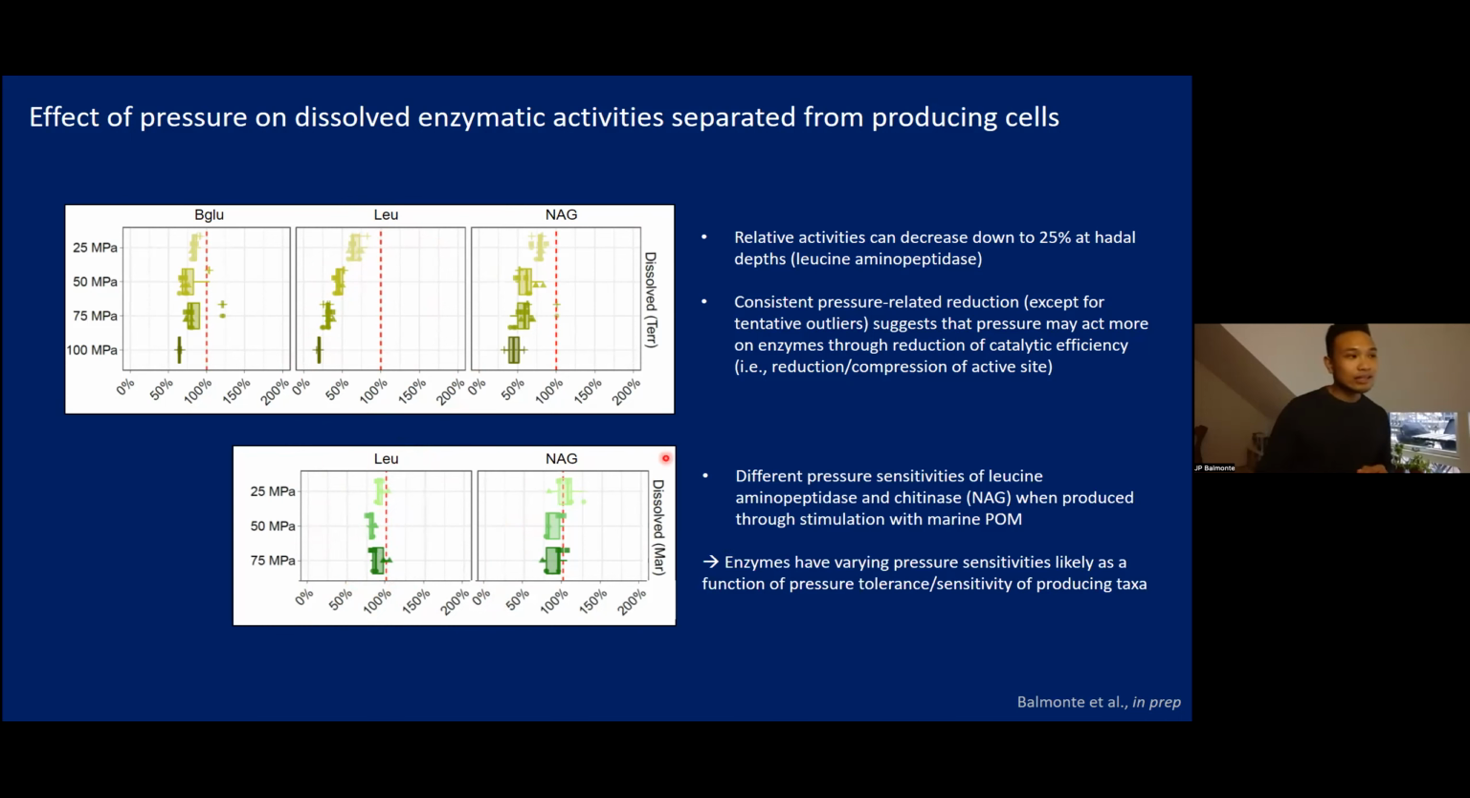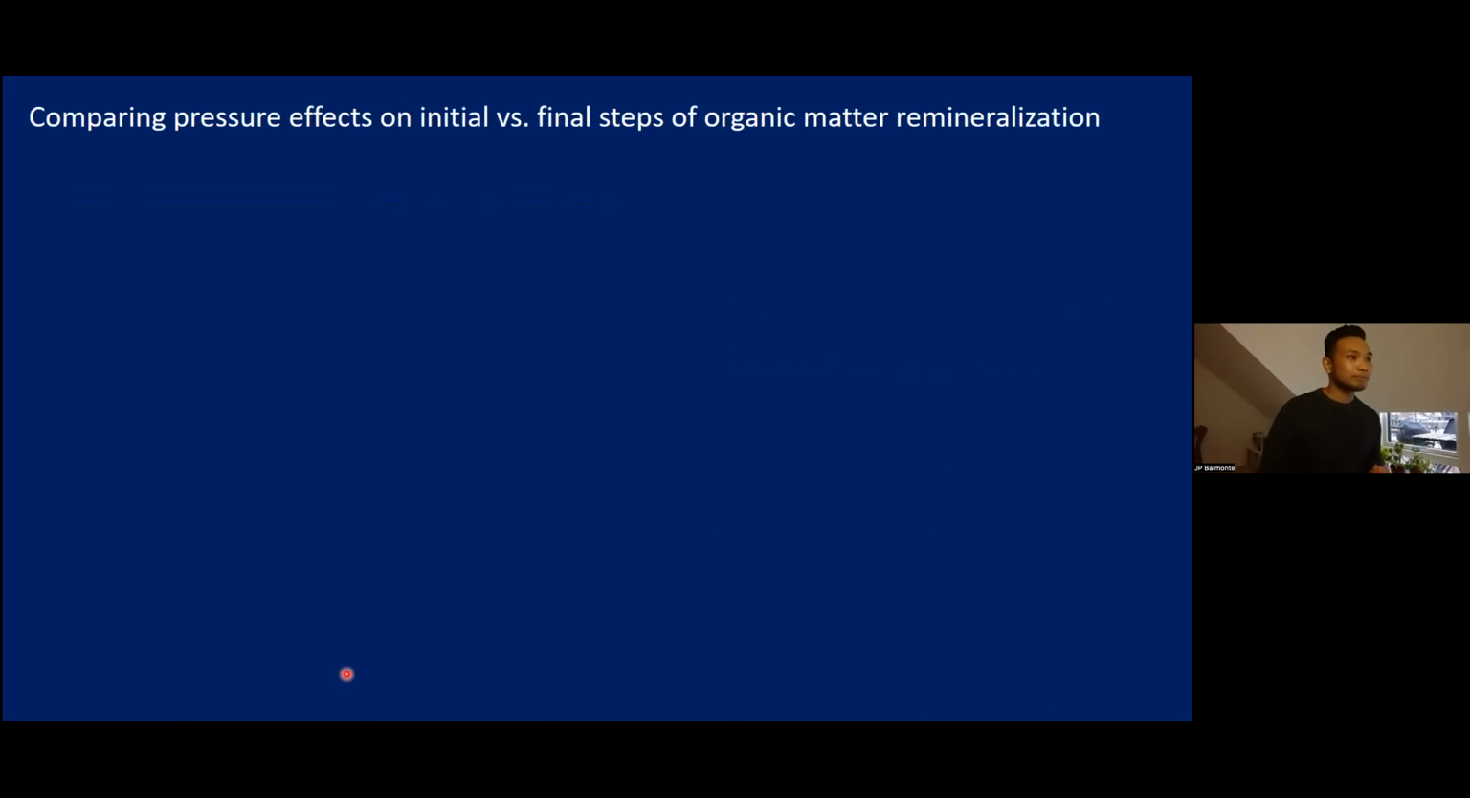And essentially, I think the conclusion here for this slide is that enzymes have very different pressure sensitivities. And actually, we think that it's a function of the pressure tolerance or the sensitivity of their producing taxa. And that's how we can have such different responses for the same enzyme activity. It really depends on which organism produced them.